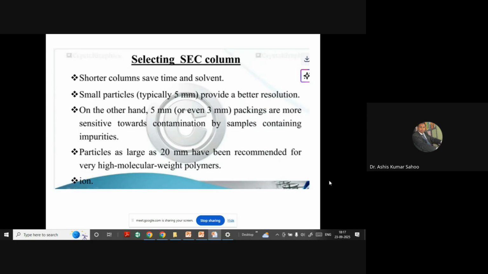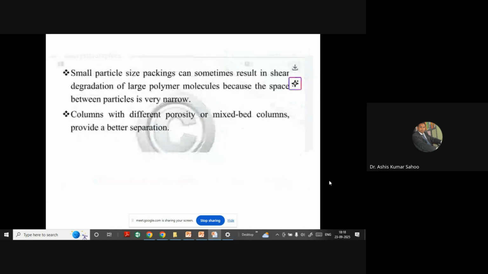Small particles, typically 5 micrometers, provide a better resolution. On the other hand, 5 micrometer or even 3 micrometer packings are more sensitive towards contamination by samples containing particles. Particles as large as 20 micrometers might be recommended for very high molecular weight. Smaller particle size packing can sometimes result in shear degradation of larger polymers because the space between particles varies. Columns with a different porosity, mixed bed columns, provide better support.